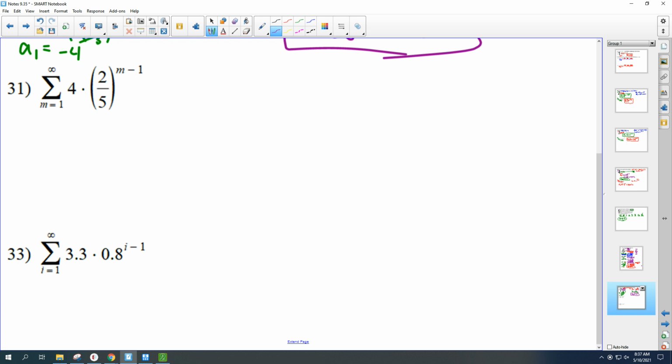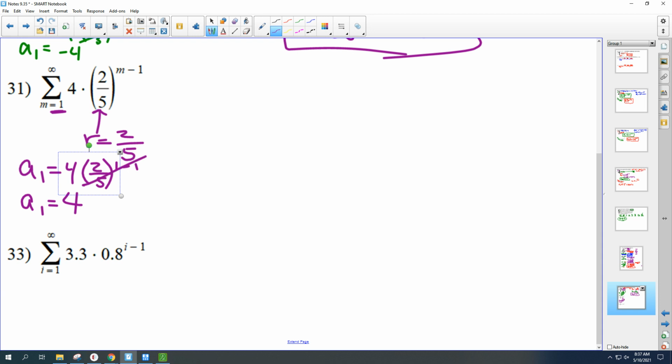So then the next one, R is just this fraction right here, 2/5, and A1 is what we get when we plug in this number. 4 times 2/5 to the 1 minus 1. That's going to be 4, because that's going to be to the 0 power. That's going to be 1. 4 times 1 is 4. My infinite sum formula is A1 over 1 minus R. So in this case, I'm going to have 4 over 1 minus 2/5.